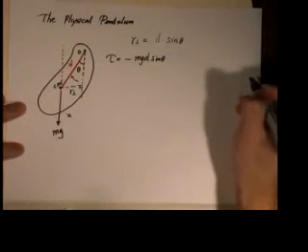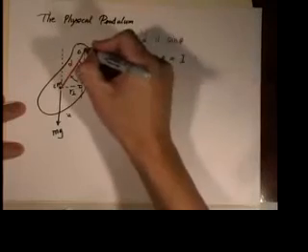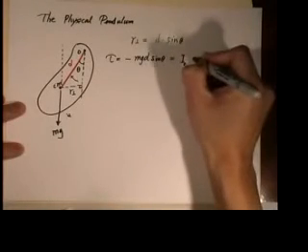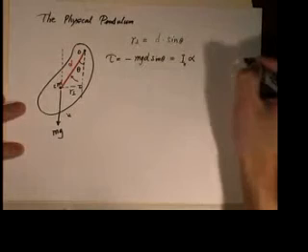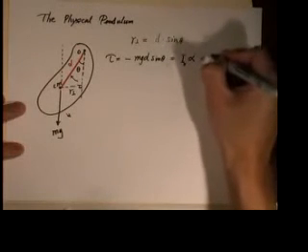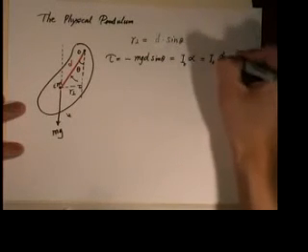According to the torque theorem, this I is measured at point O, so I0 times alpha. What is alpha equal to? Alpha equals the second derivative of theta with respect to time, by definition.